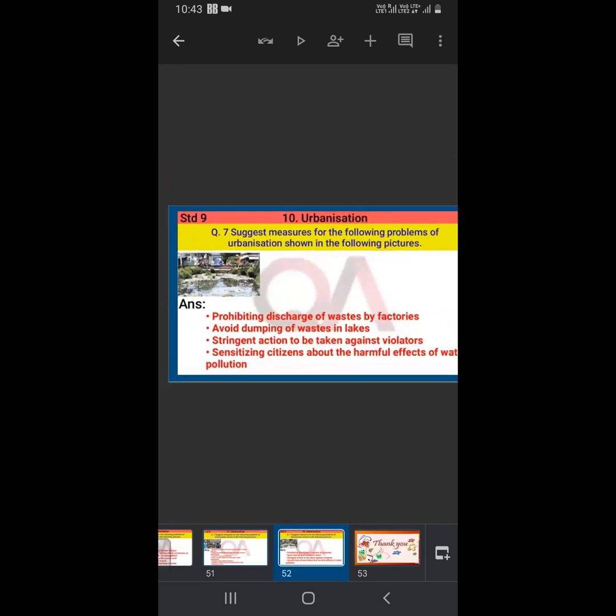Prohibiting discharge of wastage by factories. So the discharge of waste products should be prohibited for the factories. Avoid dumping of waste in lakes. So people usually dump whatever waste products in the lakes. So because of that, water pollution is created. Stringent action should be taken against violators. So strict action should be taken against those who do such work. When they are dumping the waste products in the lakes or discharge of waste products is done by the factory, strict action should be taken against them.